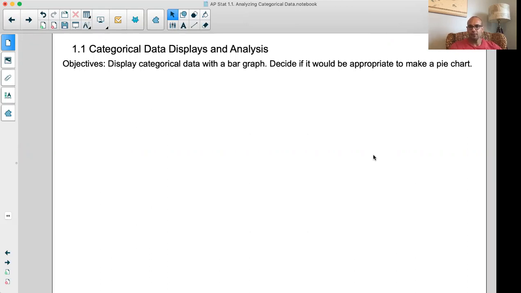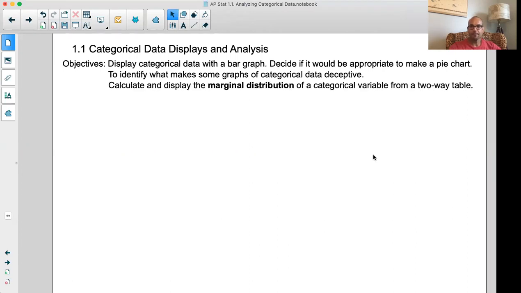We're going to talk about whether categorical data that could be done with a bar graph could also be done using a pie chart, and there's one condition we look for. We're going to identify what makes some graphs of categorical data deceptive, and that could be deceptive bar graphs or pie charts, and we just want to be on the lookout for that.